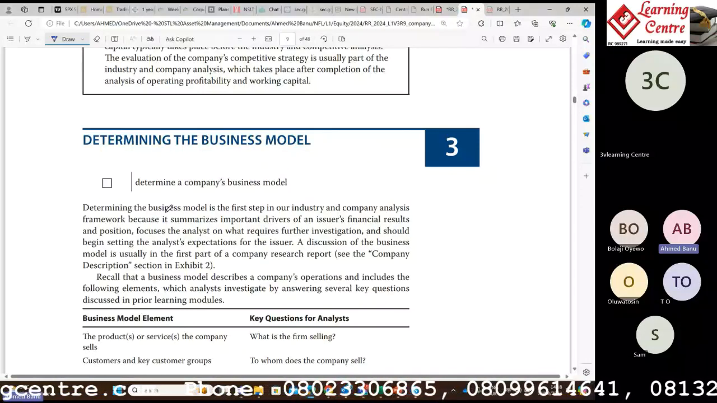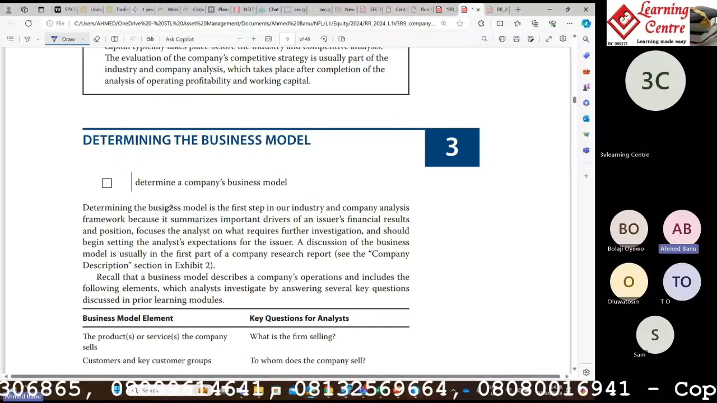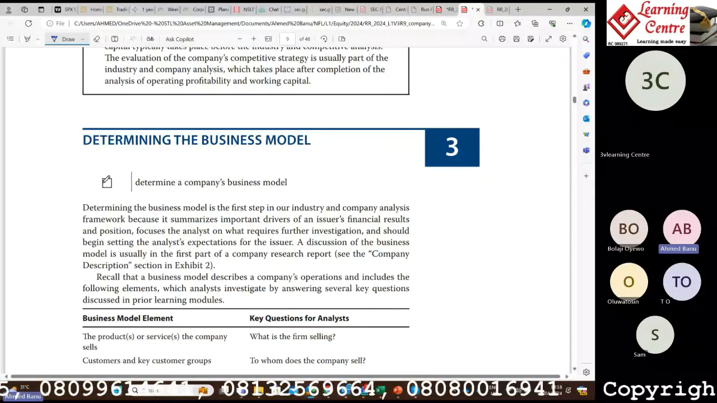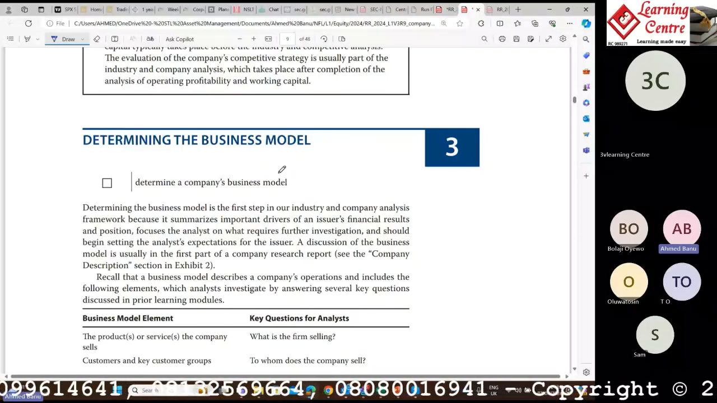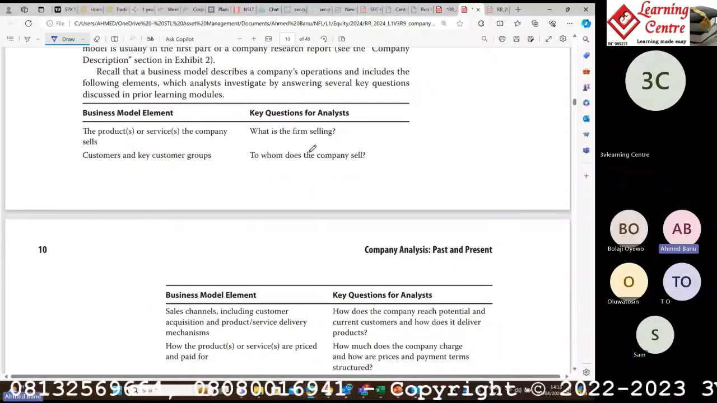Are you a manufacturing company? Are you a service company? Do you generate products? Do you provide services? So what is the essence of your organization's existence? That is what we mean by business model. Yeah, how do you operate? So those are the questions that you naturally ask.